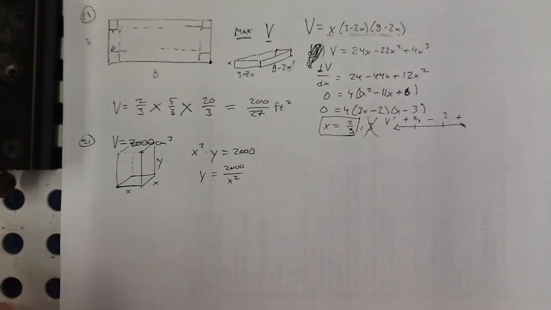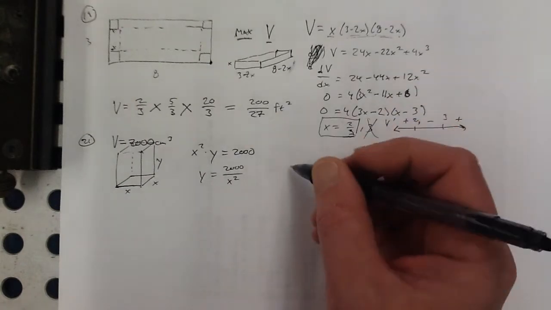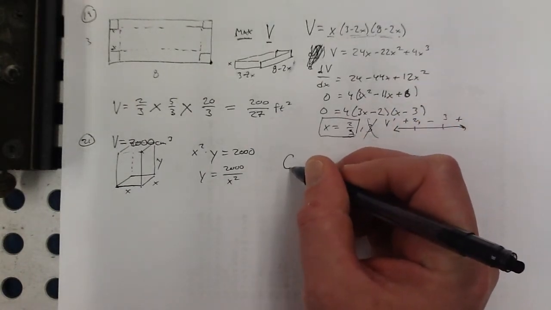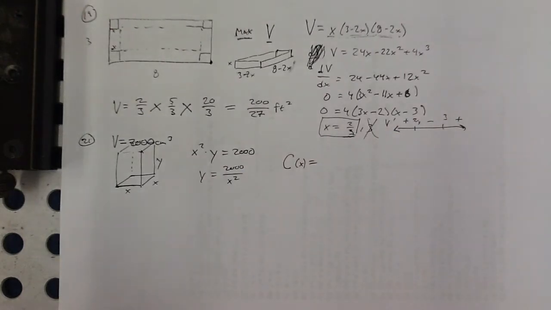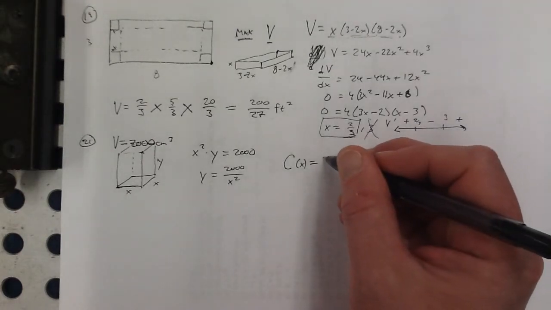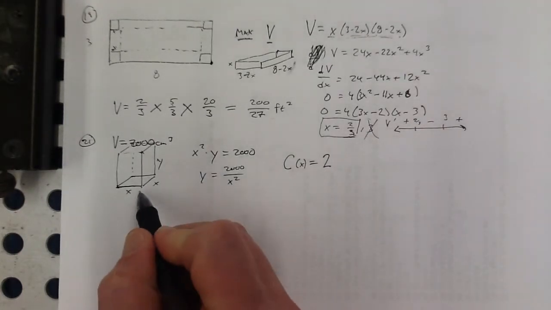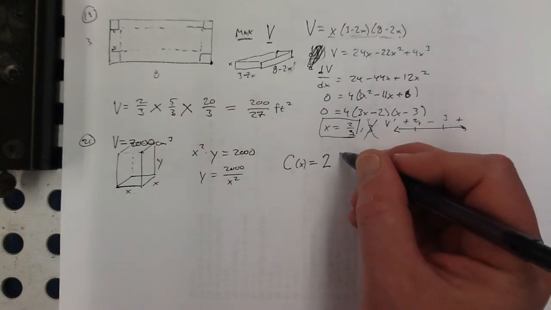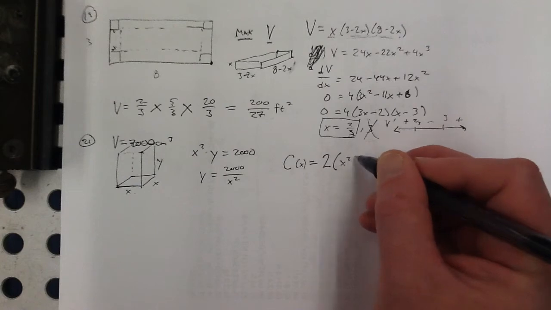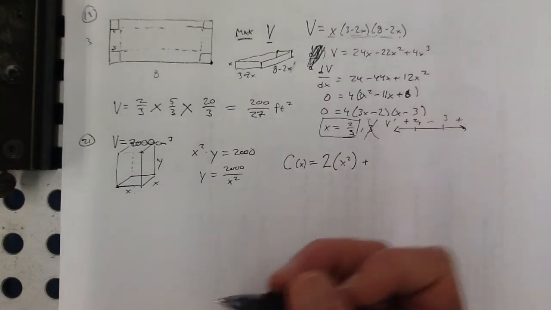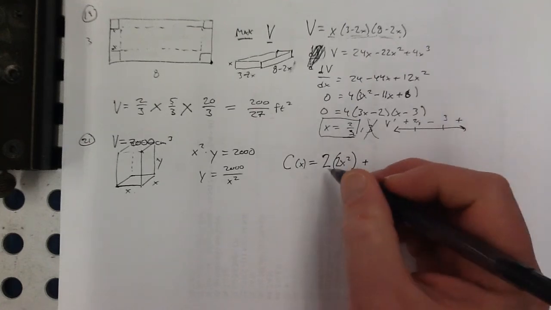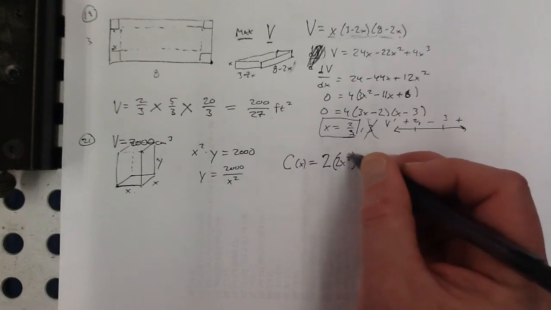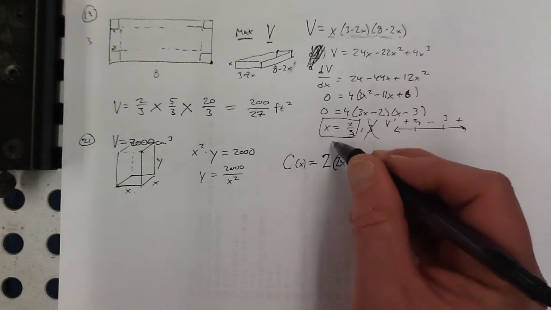Sorry, I lost my place here. It costs twice as much per square centimeter for the top and bottom. So the cost is the thing I'm trying to minimize. So the cost as a function of x is equal to 2 times, it's going to cost twice as much for the top and bottom. So the area of each of those is x squared plus, oh, sorry, there's 2 of those. So this is the top and the bottom, 2x squared, the area of those, and this is the twice as much factor.